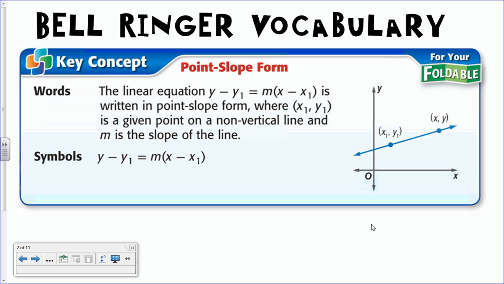Okay, write this down in your notes. In 4.2, we were working on writing equations and finding the b, or the y-intercept, given at least one point and the slope.